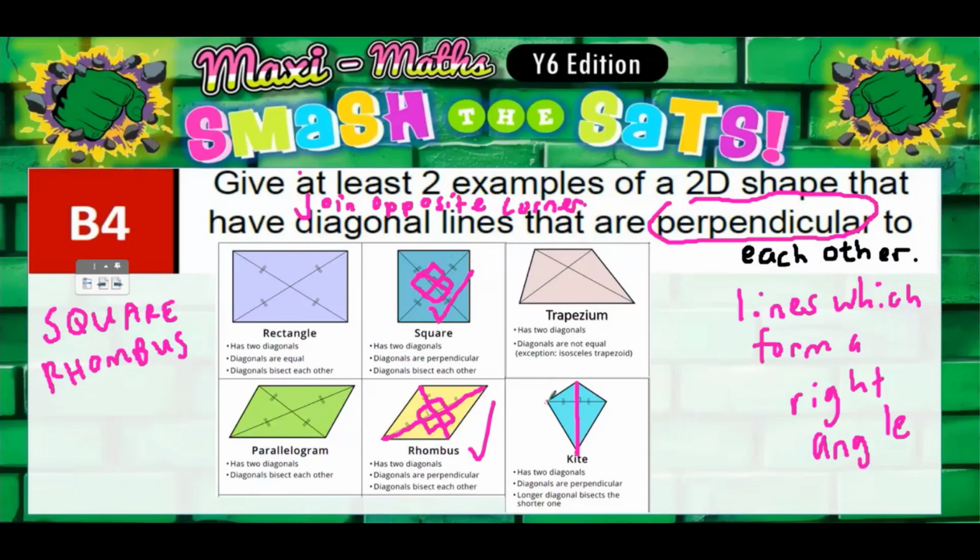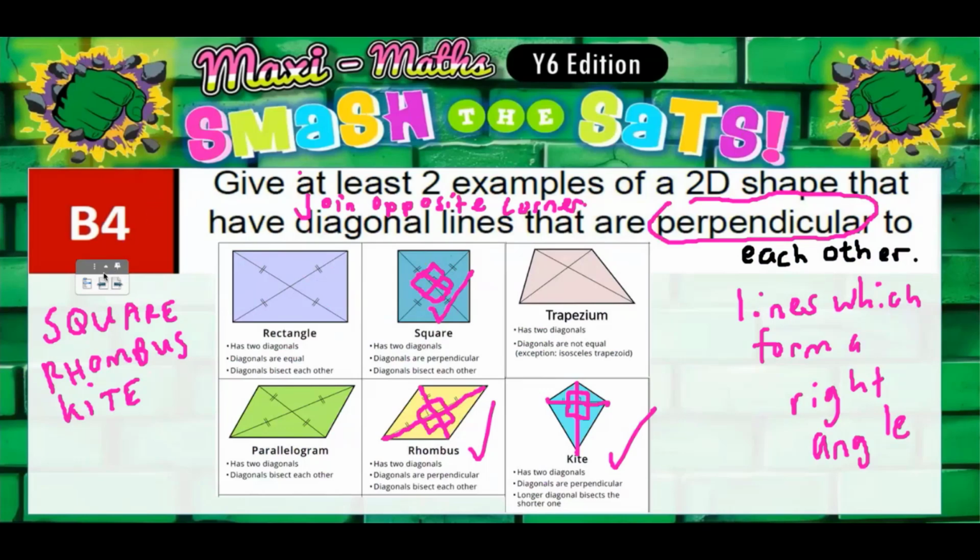That's a diagonal. Just because this isn't a diagonal line, don't confuse a diagonal line with a diagonal in a shape. A diagonal in a shape simply joins opposite corners, and we are joining 2 opposite corners there, so that is a diagonal of the shape. This line joins 2 opposite corners, so that is a diagonal of the shape. And they also form right angles where they meet. So they are also perpendicular. So you could also say a kite.